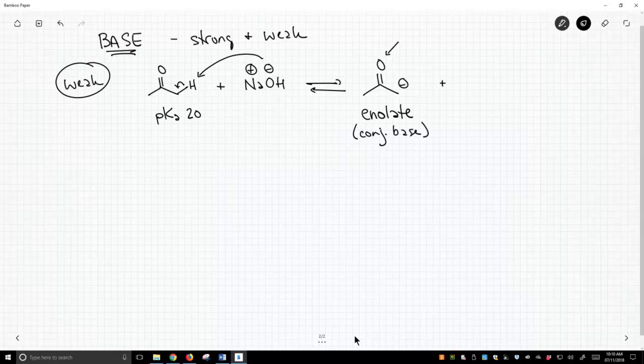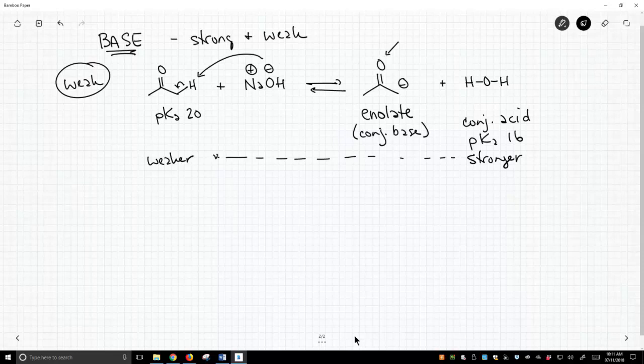So what is the conjugate acid? The conjugate acid of hydroxide is water. So what's the pKa of water? The pKa of water is about 16. So this is the stronger acid. Over here, the ketone is the weaker acid. So what do we notice about this equilibrium? Acid-base reactions go from strong to weak. So therefore, our equilibrium favors the starting materials as drawn, the left-hand side of the screen.